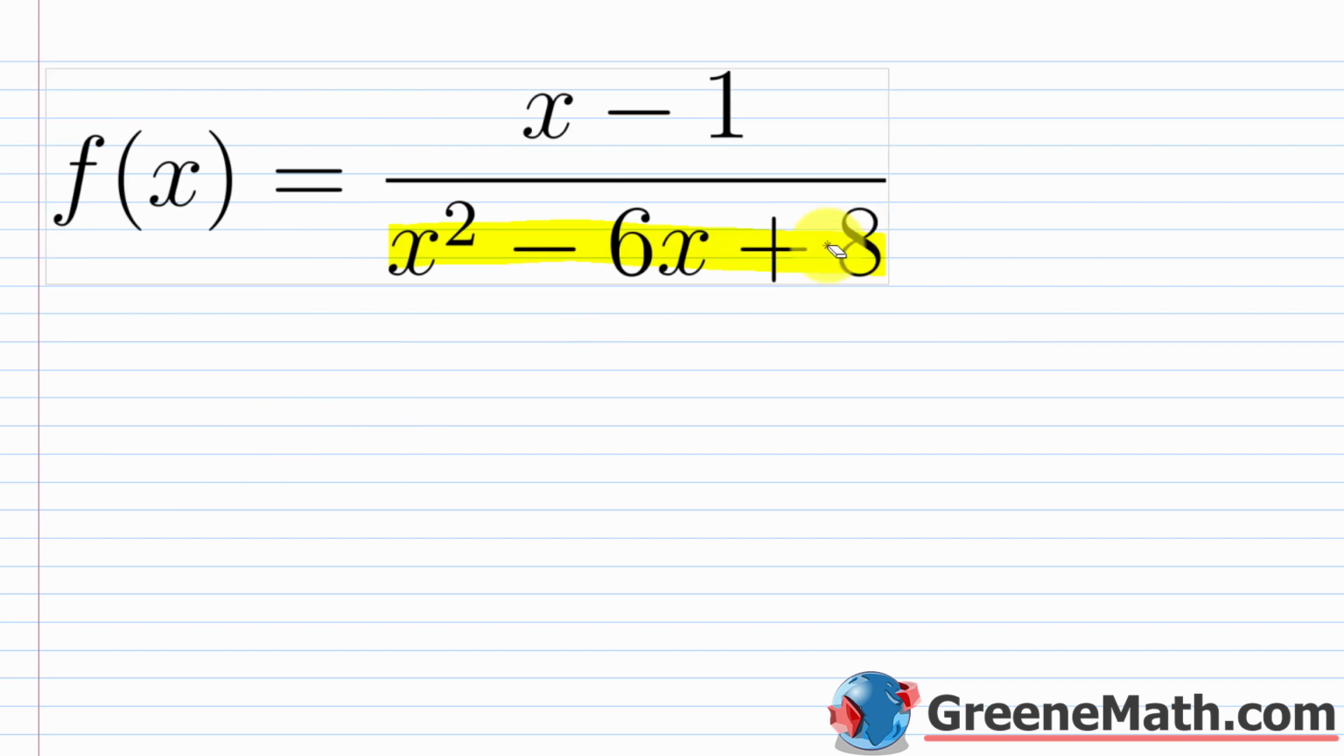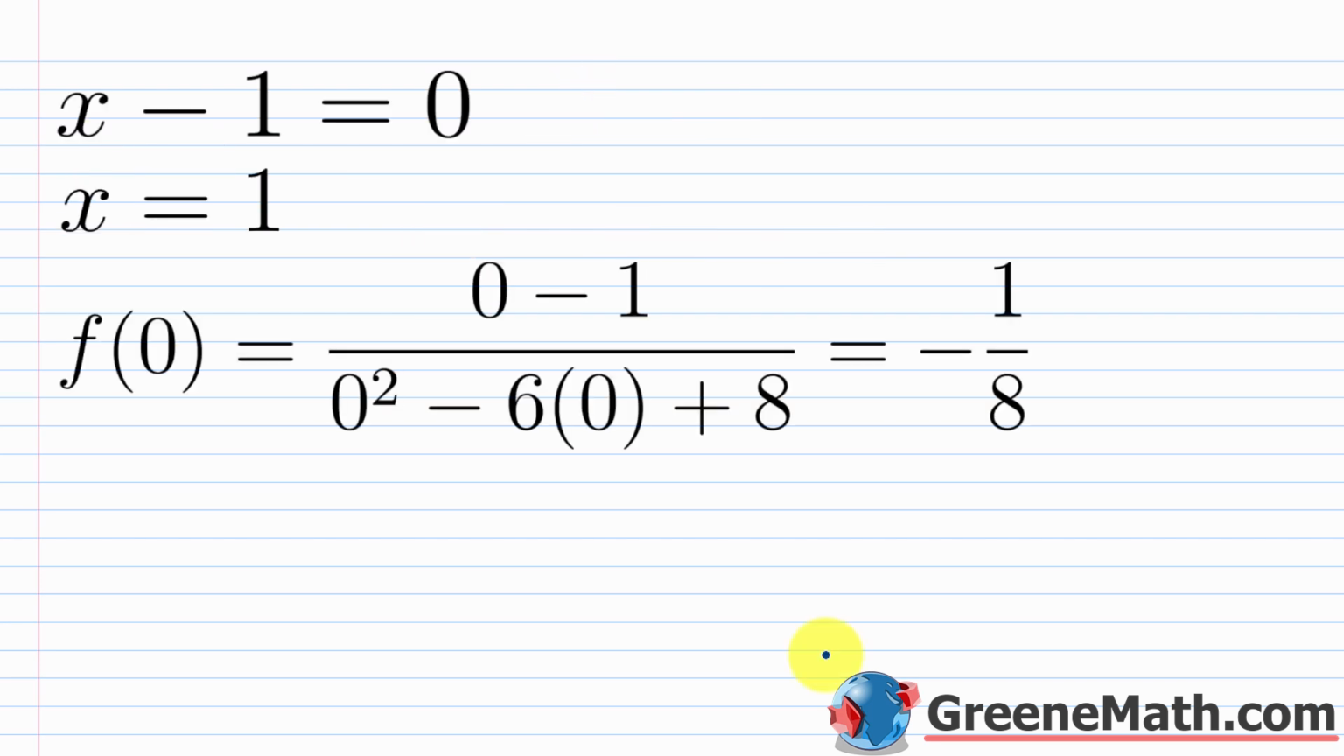Then in terms of your horizontal asymptote, in this case, I want you to notice that the degree of the numerator is 1, the degree of the denominator is 2. So what's the rule? If the degree of the numerator is less than the degree of the denominator, you will have a horizontal asymptote, which is the x-axis or the line y equals 0.